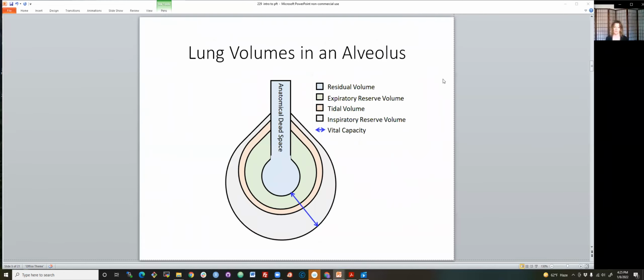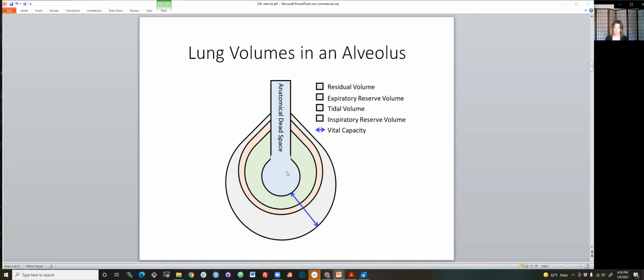Now, if we want to see what those volumes look like in the alveolus, this picture helps depict that. In blue here, you see the conducting airway, which is labeled anatomical dead space. And anatomical dead space is volume in the conducting airways or somewhere where that volume is not participating in gas exchange. And the circle below that conducting airway is the alveolus.